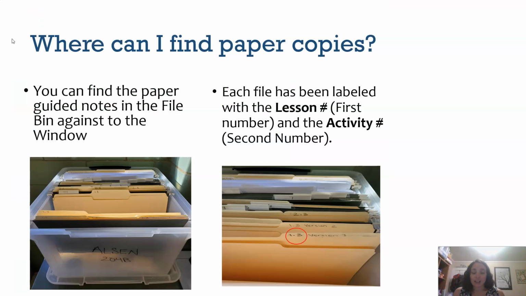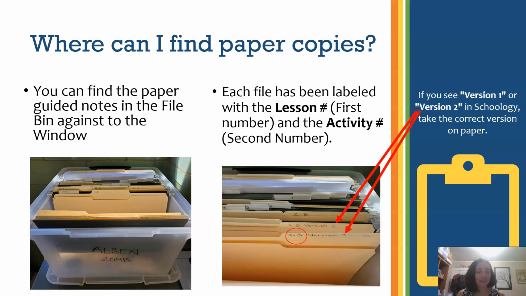When you're working in class, sometimes you will need paper copies of the activity, and sometimes you will want to have a paper copy instead of a digital copy in Schoology. So you will find the paper copies in the file bin against the window. It is organized by lesson within each unit, and then you'll see next to the lesson number, point something. The second number is the activity number, and it will match up with what you see in Schoology.